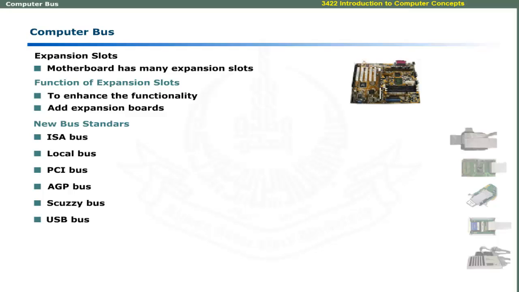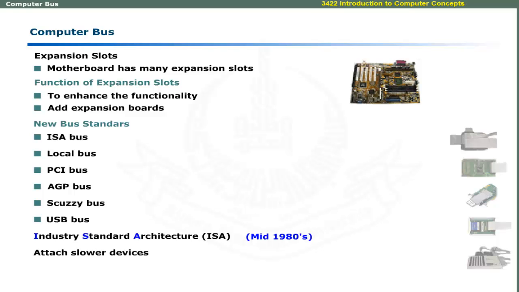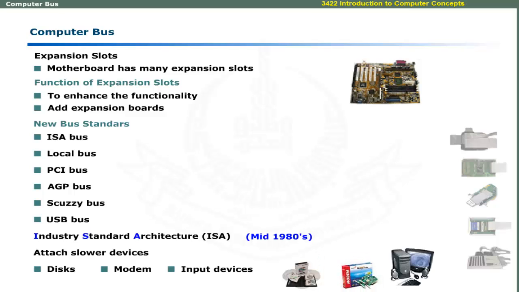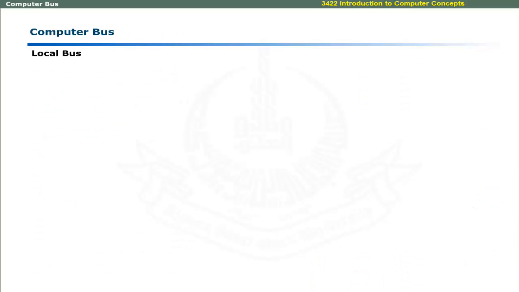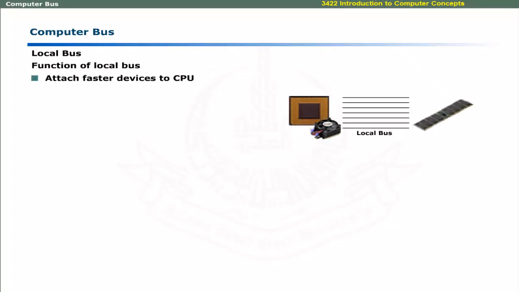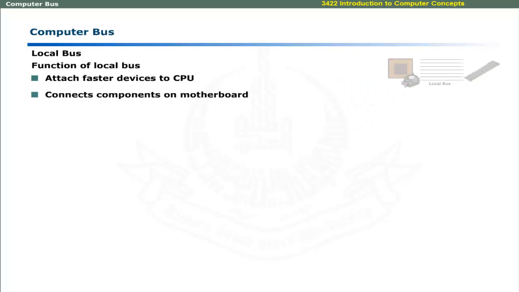The most common expansion boards are plugged into an industry standard architecture expansion bus. It was introduced in the mid-80s and is still used to attach slower devices like disks, modem and input devices. Local bus technology is used to attach faster devices to the CPU. It runs between components on the motherboard.